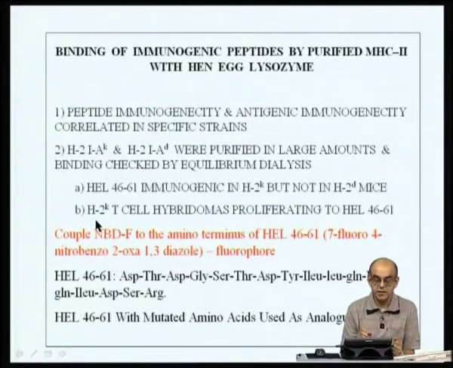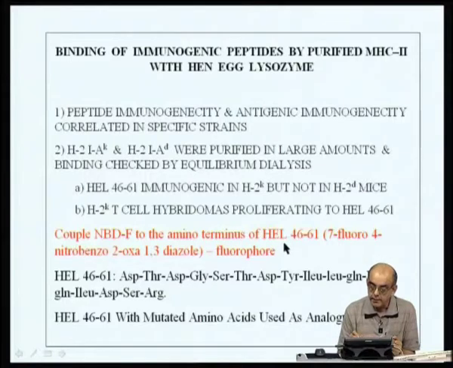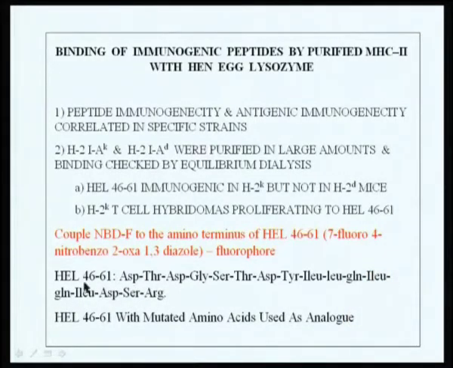So, once they had these reagents, they coupled the amino terminus of HEL 46 to 61 with a fluorophore called NBDF. We will not go into the nature of this fluorophore, except to remember that it is fluorescent. So, this is the HEL 46 to 61, the amino acids that are present in hen egg lysozyme 46 to 61. They also prepared HEL 46 to 61, which had certain replacements in 1 or 2 positions that led to the abrogation of it being a good antigen in H2K mice.